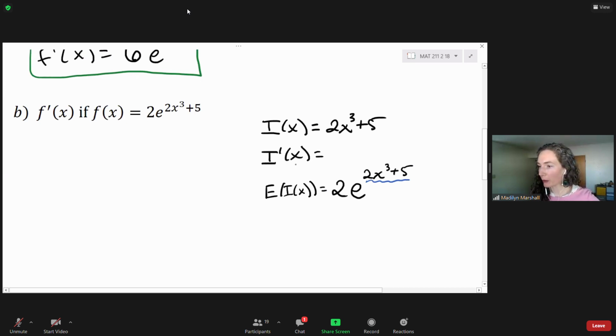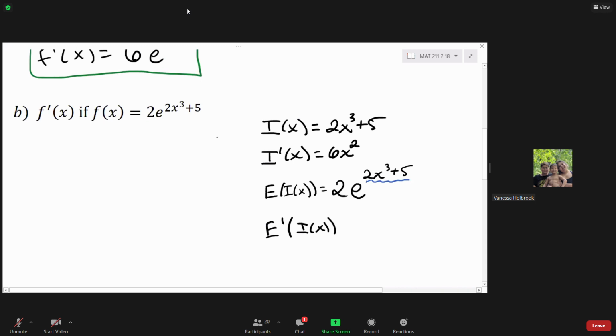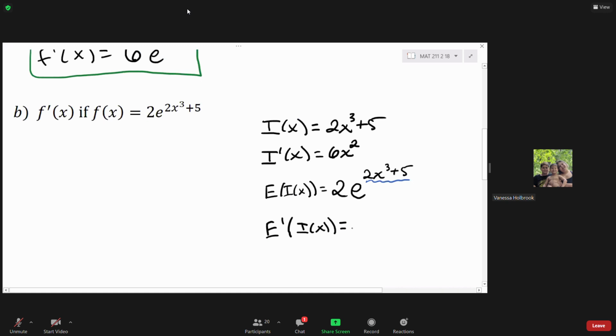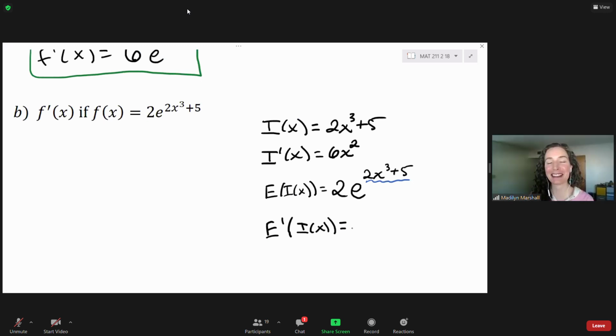So for I prime, we just need to take the derivative of 2x to the third plus 5, which hopefully the power rule is starting to become more and more natural. So we're taking that 3 and multiplying it with a 2 and then lowering the power by 1. Wait, how did you get 6x squared? Oh, I see. Never mind. Okay. You were frozen for a minute. Oh, sorry. No worries.